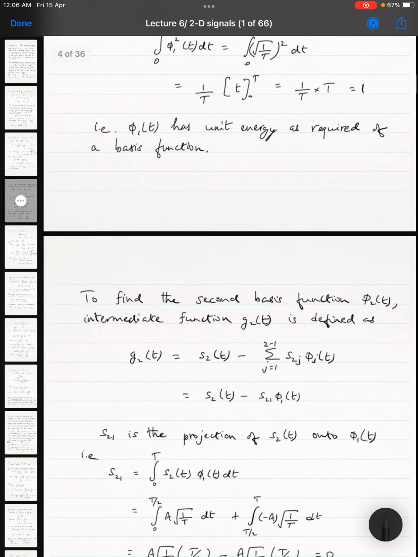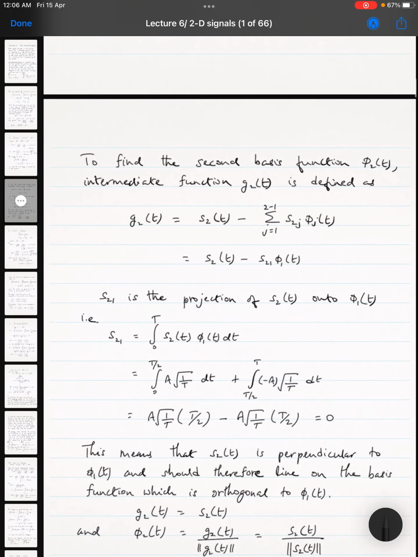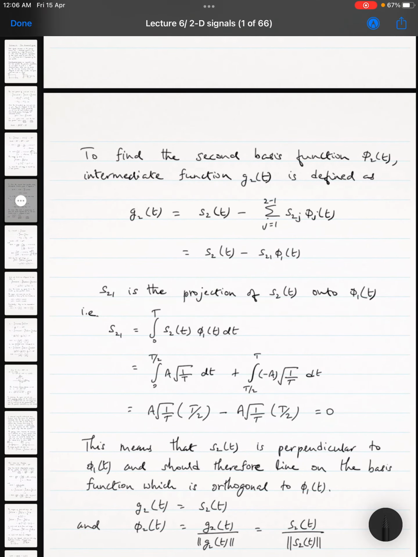Next, we will calculate the second basis function phi2 of t by first computing the intermediate function g2 of t by this expression, which we are all familiar with from the Gram-Schmidt procedure once again. And so we get g2 of t as this form, s2 of t minus s21 phi1 of t. So we need to first calculate what is s21. s21 is nothing but the projection of the signal s2 of t onto the basis function phi1 of t.